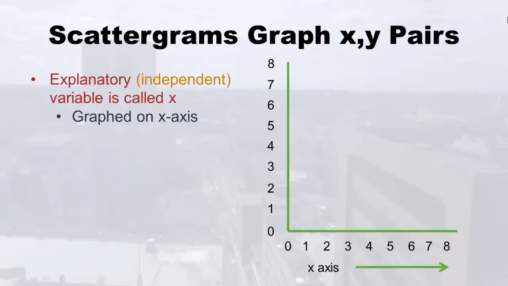XY pairs are measurements, two measurements made of the same individual or the same unit. So if you measure my height and my weight, that's an XY pair. If you measure my height and then my friend's weight, that's not an XY pair because that's two different people, right?